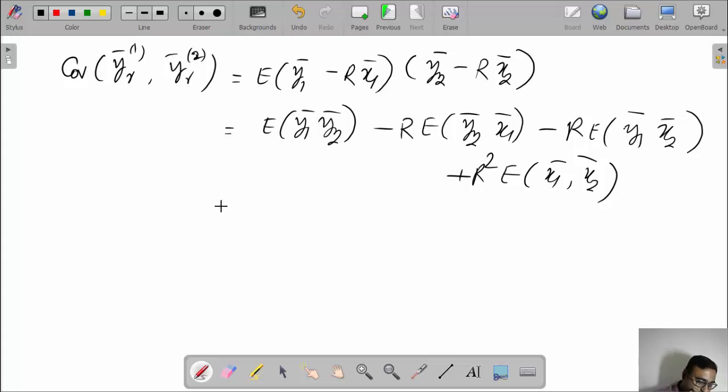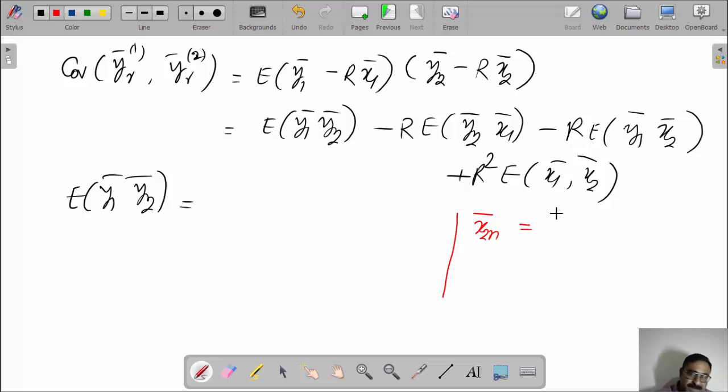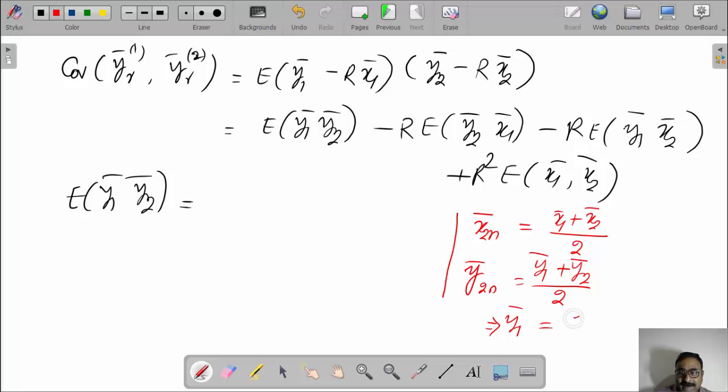Now this is now expectation of y1 bar and y2 bar. This is equal to, here now we can see that x2n bar, this is based upon a sample of size 2n. So this is x2n bar equal to x1 bar plus x2 bar divided by 2. Similarly, y2n bar equal to y1 bar plus y2 bar divided by 2. That implies y1 bar equal to 2 y2n bar minus y2 bar.